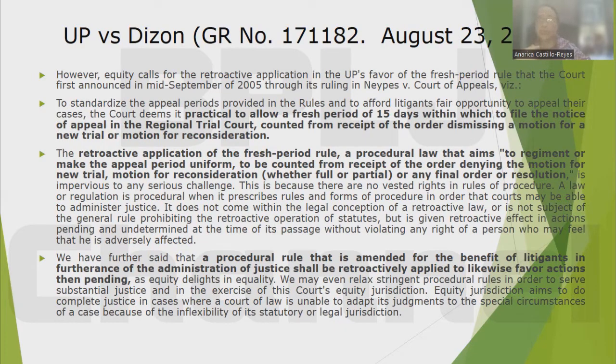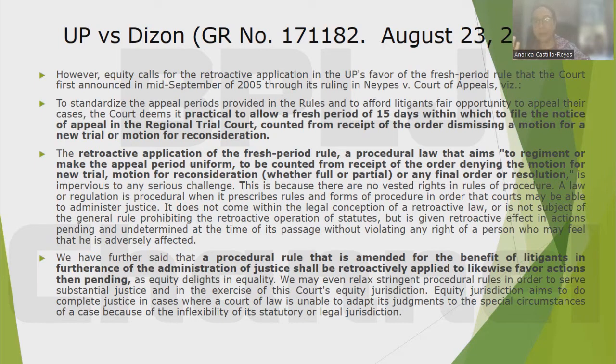Okay, this is the case involving the fresh period rule under the Neypes doctrine. Previously, before Neypes, if there is a decision, you have 15 days within which to either file an appeal or to file a motion for reconsideration or motion for new trial. If you file a motion for reconsideration, on the fifth day, you only have the remaining 10 days to file your appeal.